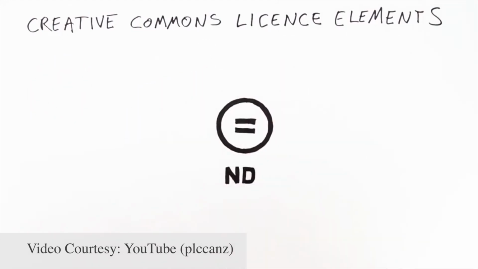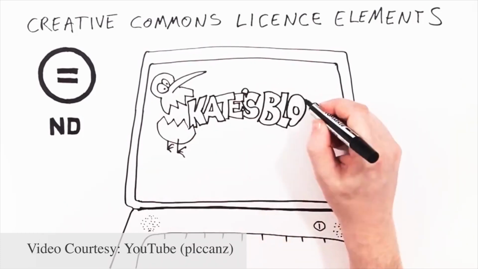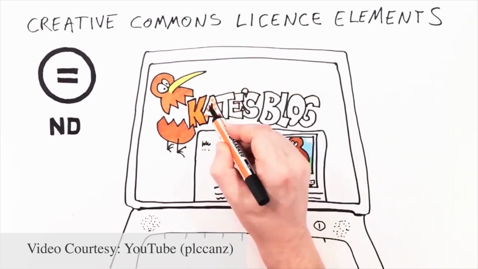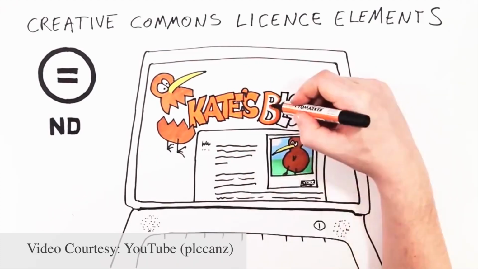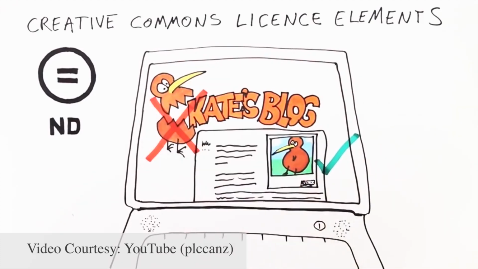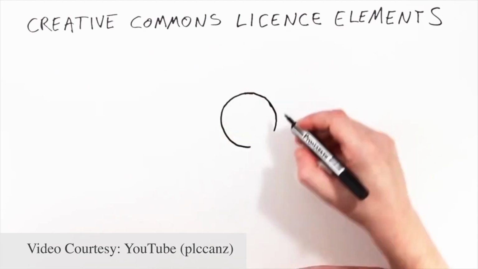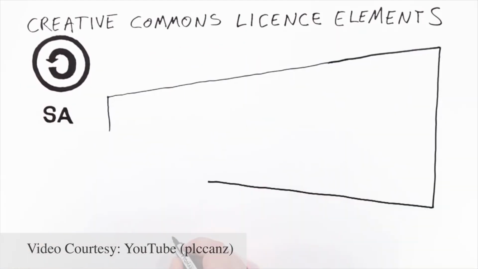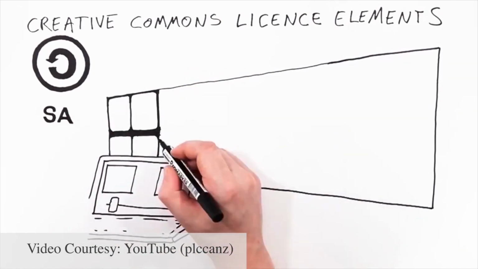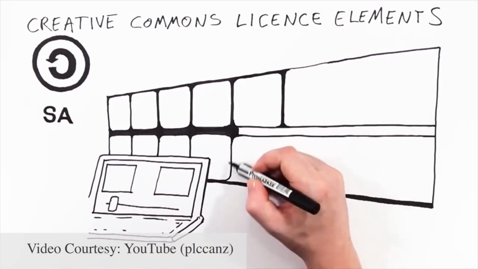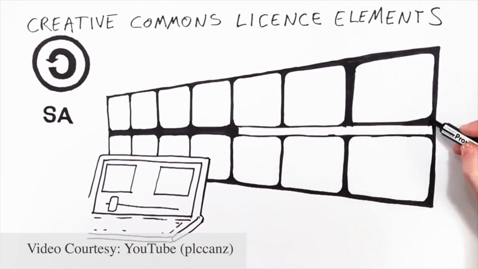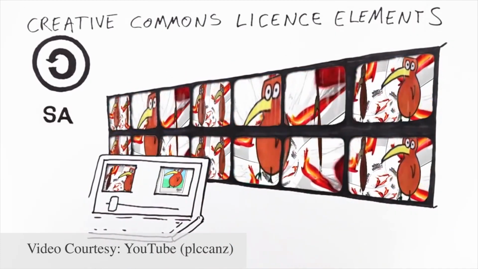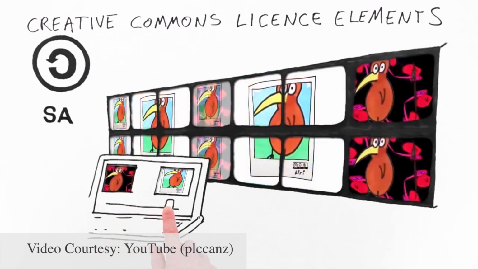This is no derivatives, and it means that Kiri hasn't given permission to change her photo. Kate can use CC Kiwi on her design blog, but will need to ask Kiri before retouching or mixing up the image. And this is share alike. It means new creations that use CC Kiwi need to carry the same license. Jack incorporates his own remix of CC Kiwi in his video installation, but he must share the work under the same terms that Kiri has.